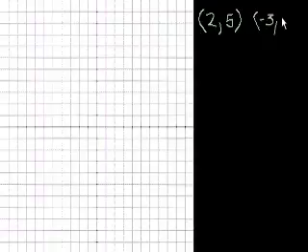Hello, we're now going to do some more slope and maybe some y-intercept problems as well. Let's get started. So let me make up a problem. Let's say we have the points (2, 5) and the other point, let's make that (-3, -3). Well, first let's just graph those 2 points.